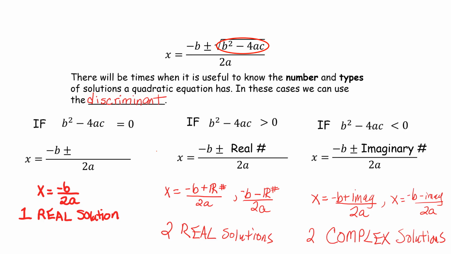Let me just repeat that. If you have a quadratic equation and you want to know how many solutions there are and what kind they are, you can just look at the discriminant, b squared minus 4ac. If it turns out to be 0, you know that equation has one real solution. If b squared minus 4ac is positive, greater than 0, then you know you're going to have two real solutions. And if the discriminant turns out to be negative, less than 0, you know you're going to have two complex solutions.